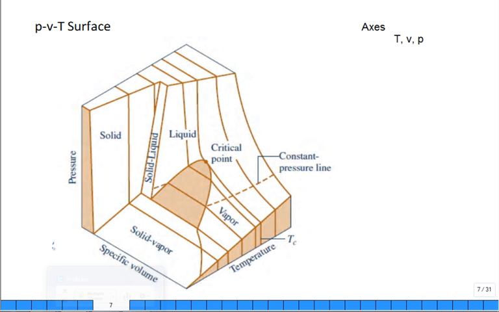Now we talk about representing property data for a substance in equilibrium on a plot. Well, start with the 3-dimensional plot, where you have 3 axes. The axes are temperature, specific volume, and pressure. Can you find the axes on this plot?